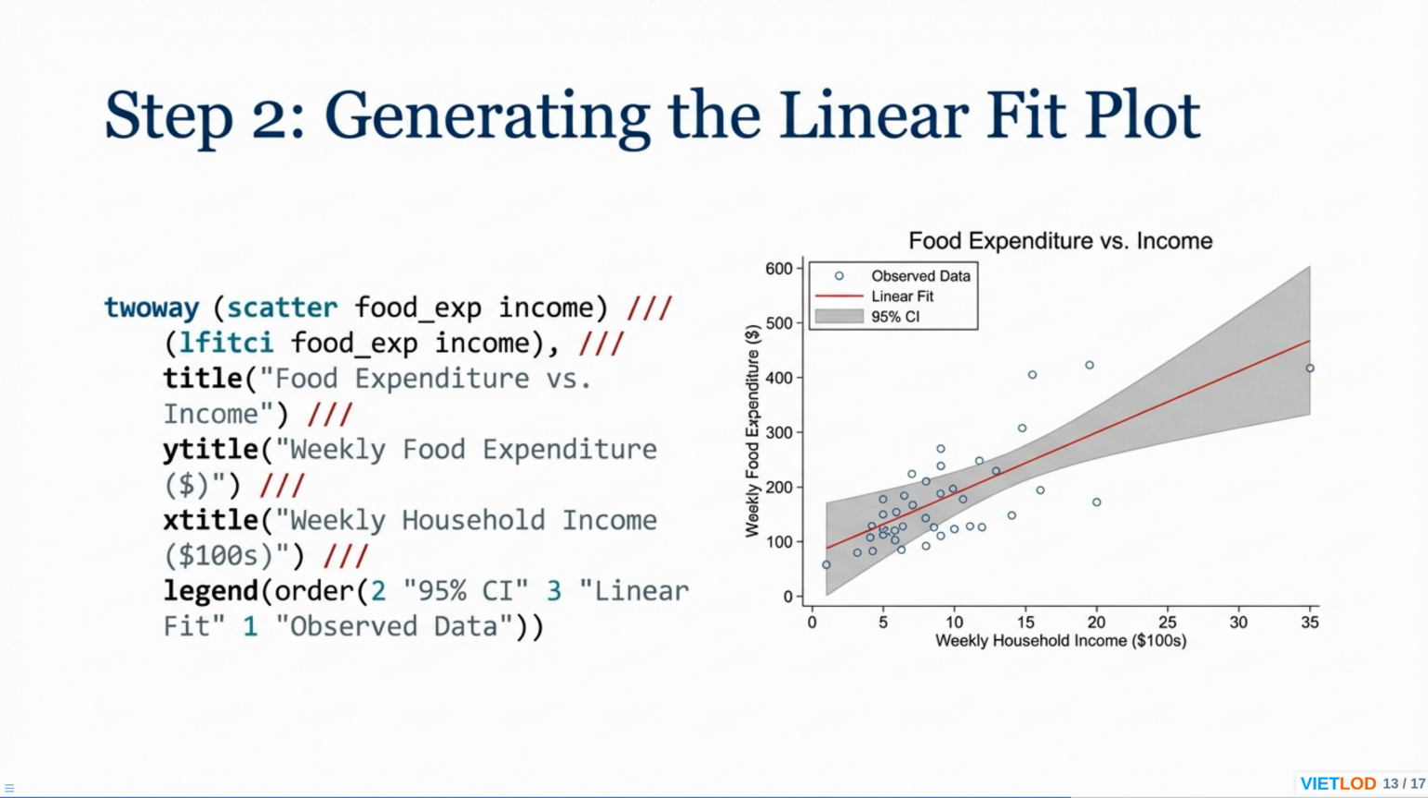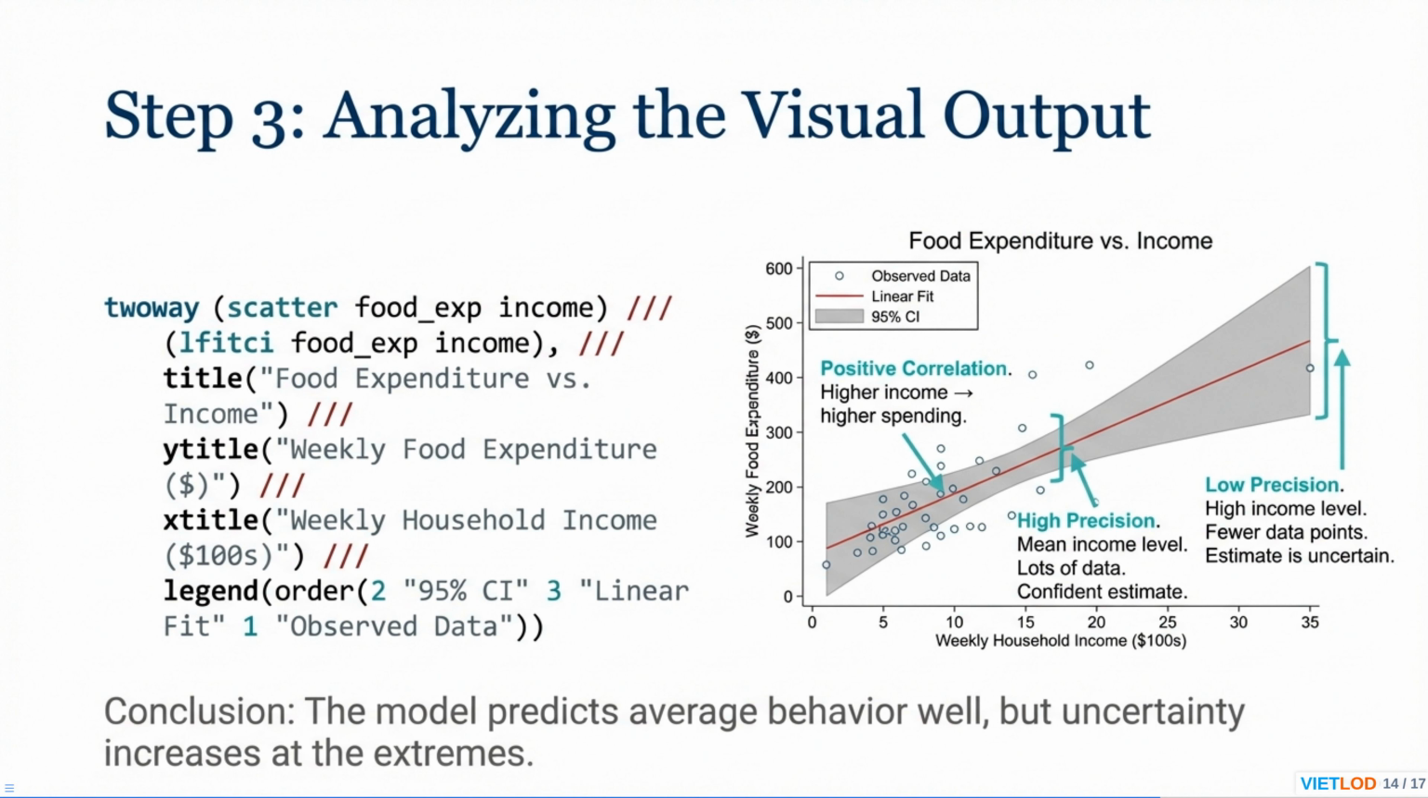The title option sets the main title of the graph. We also use ytitle and xtitle to ensure clear and descriptive labels for our axes, reflecting the weekly food expenditure and household income. Finally, the legend option is customized to control the order and text for each element, ensuring that the 95% confidence interval, the linear fit, and the observed data are presented logically. With this robust code, we produce a comprehensive visualization ready for analysis.